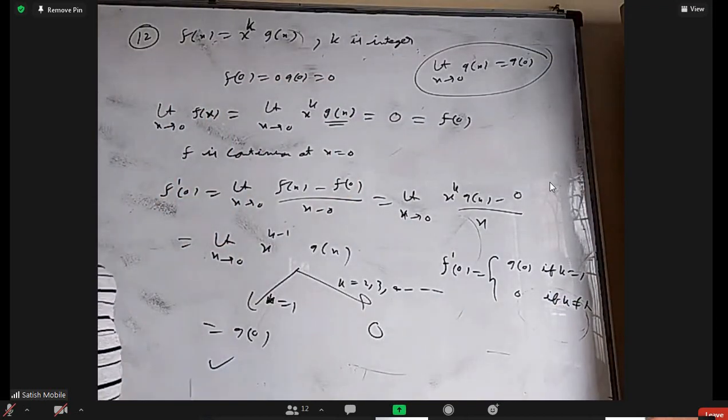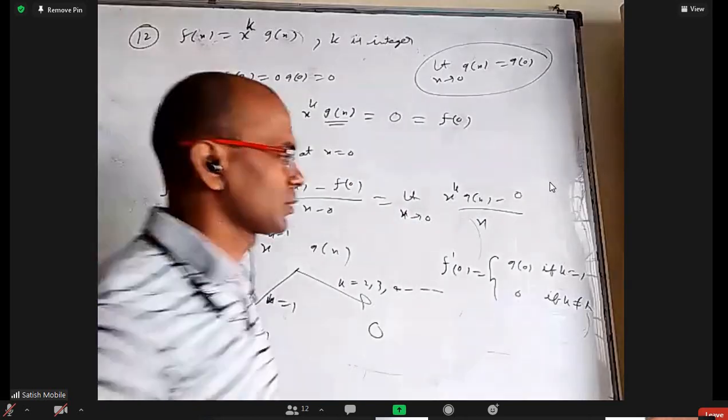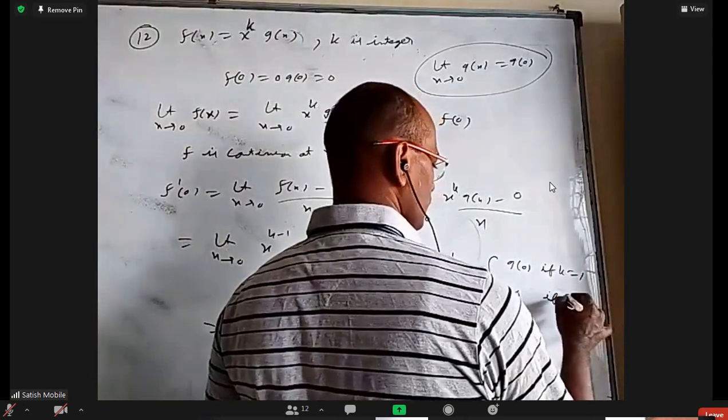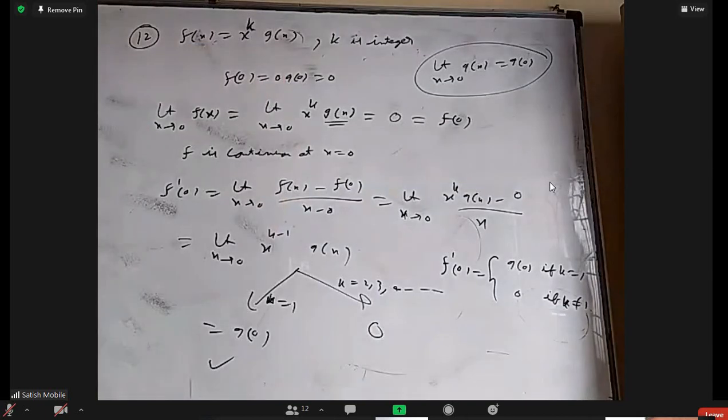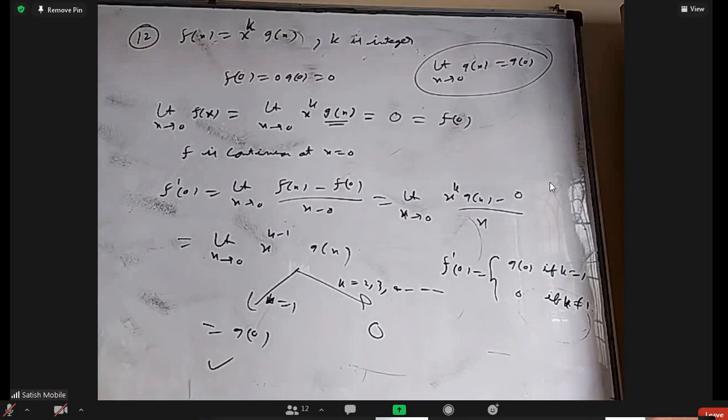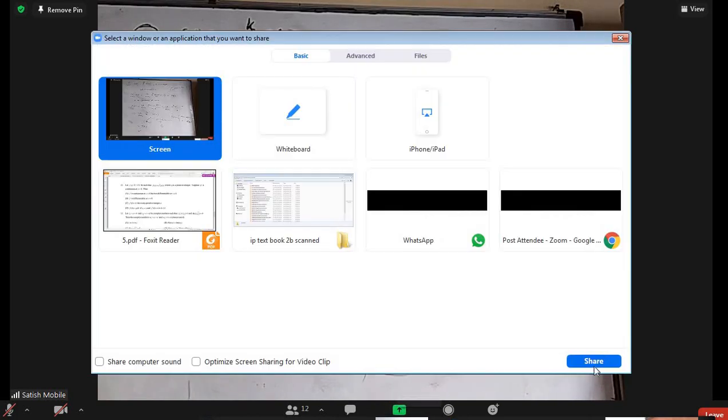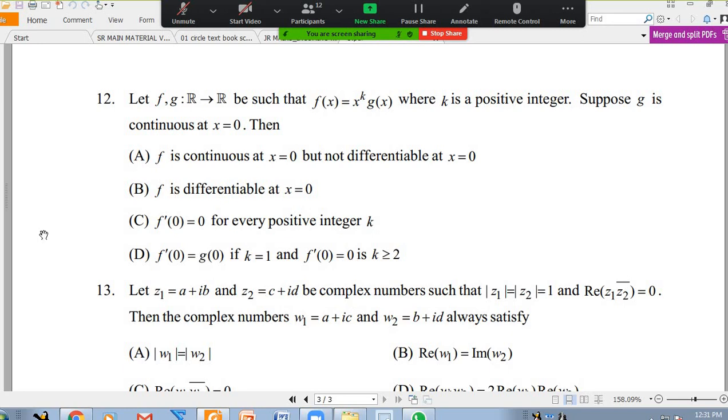And f is differentiable always, whatever k is. Okay, k not equal to 1. So that's how we get that option at the end of it. So it is simply differentiability only. It is continuous and differentiable, but the derivative is changing in this situation: one time g of 0, another time 0.